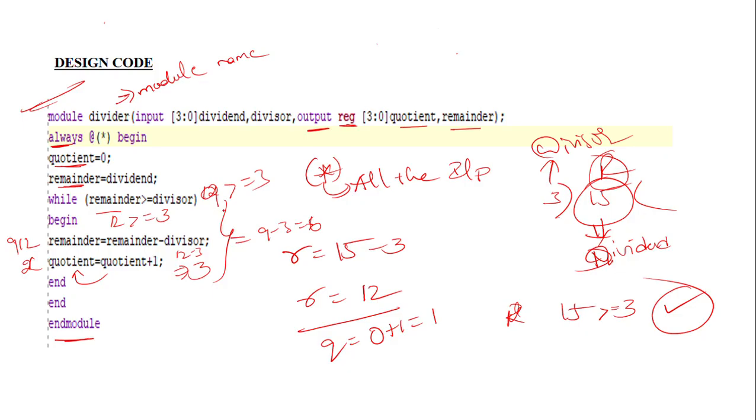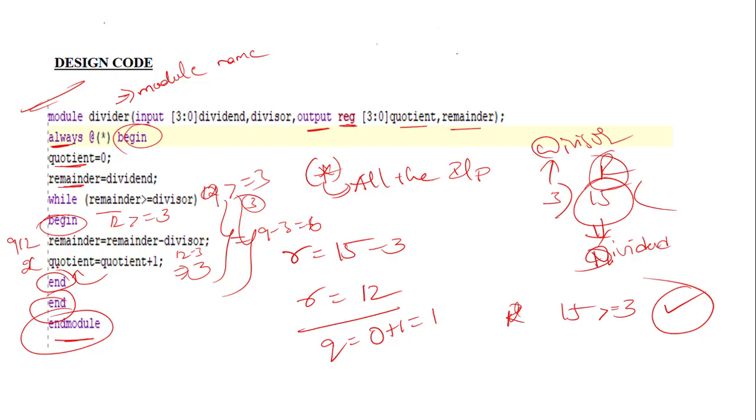Like that, again going to the condition, and its value is going to be 3, and 3 minus 3 is nothing but 0. Like that it will execute until the value is going to be less than the divisor. If it is less, then this loop will be stopped. So after this while begin, it will end here. Always begin is going to end here, and the module will end with end module.